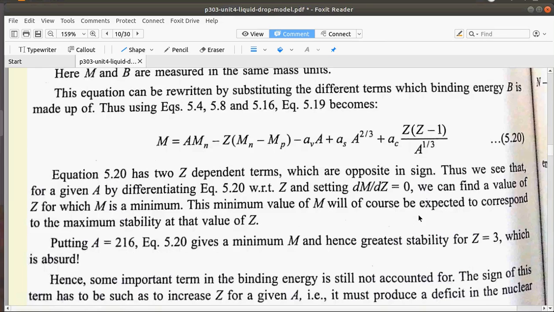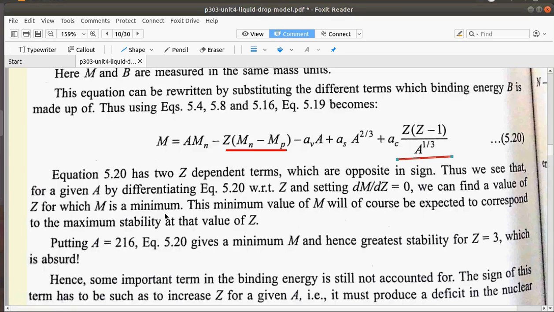Now here we see that this equation has two Z-dependent terms. This is one term on Z and this is another term which is dependent on Z, which are opposite in sign. Sorry, this is negative and this is positive. Because these are opposite signs, if we differentiate M with respect to Z and set it equal to 0, we can find the value of Z for which mass will be minimum.